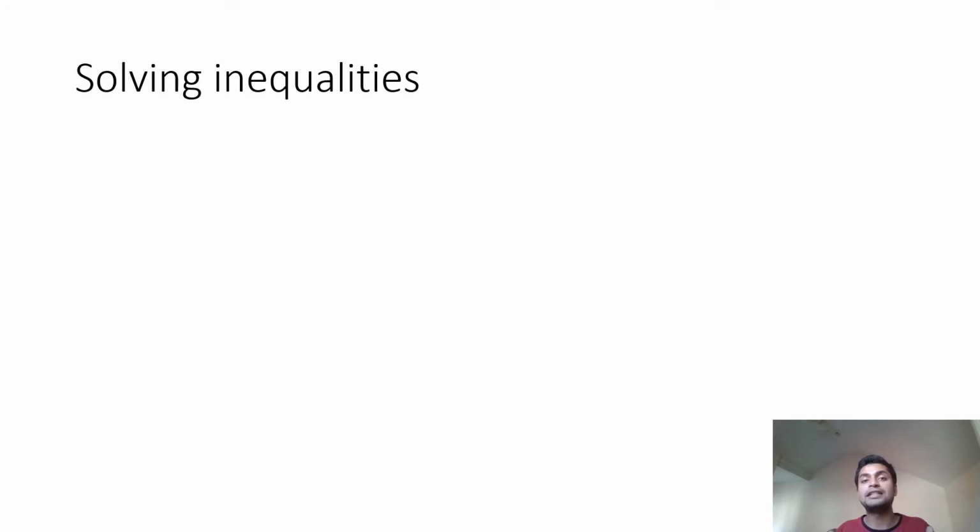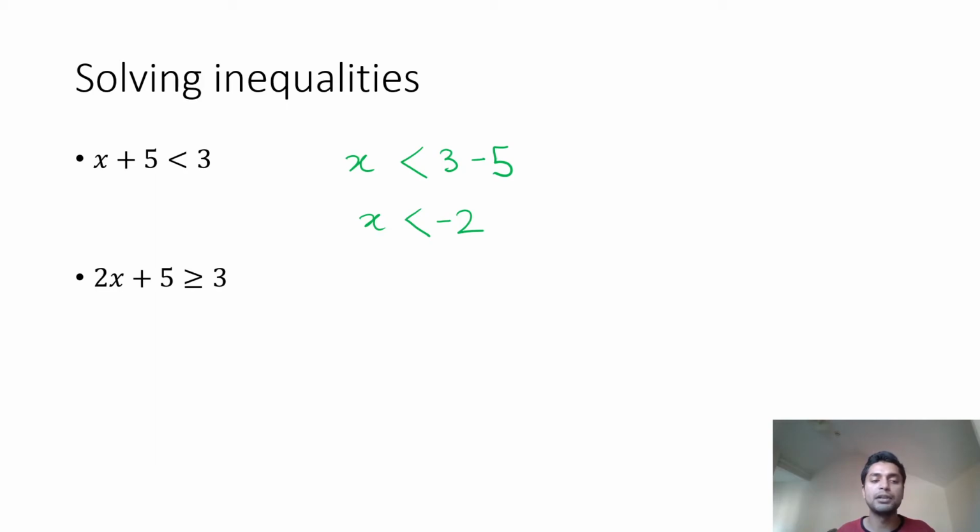Now, solving inequalities is just like solving equations, with a minor difference, but this is something we'll cover in a moment. Suppose you had x plus 5 is less than 3. Just like as you would solve equations, you take away 5 from both sides. So you get x is less than 3 take away 5, and that gives you x is less than minus 2. Next one. If you had 2x plus 5 is greater than or equal to 3, you take away 5 from both sides. So that gives you 2x is greater than or equal to 3 minus 5.